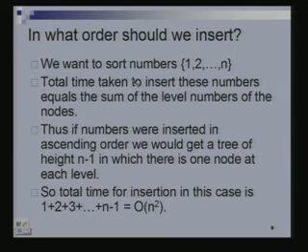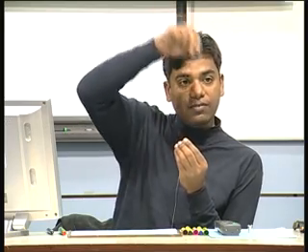So the total time taken to insert these numbers is equal to the sum of the levels at which the nodes will come up, right? Because when I insert a particular number, I come down the tree and insert it at a particular place. So the number of levels I traverse, or the number of comparisons I do before I am able to insert it, is exactly equal to its level. Yes or no? It is either level, or level plus 1 or level minus 1, but you can think of it as the level for now. Right?